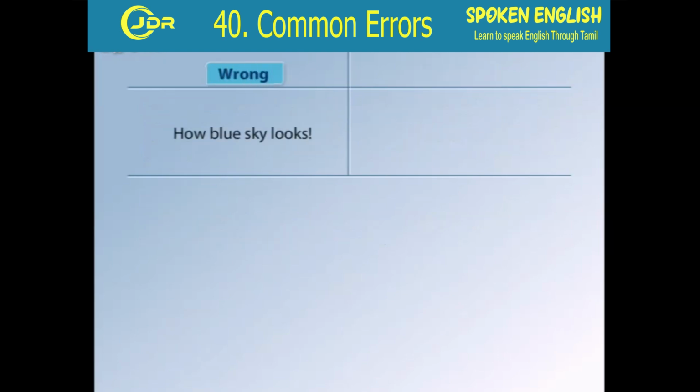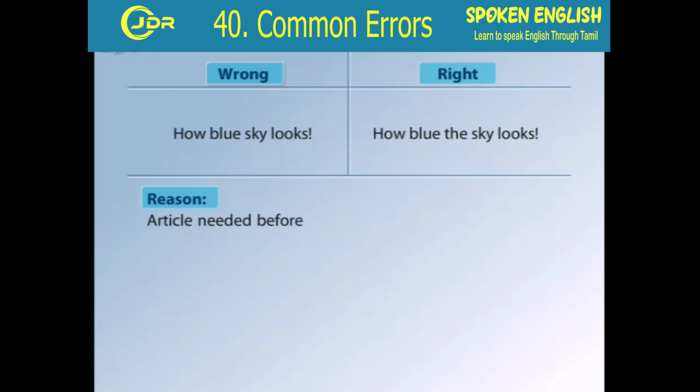Wrong. How blue sky looks? Right. How blue the sky looks. Reason: an article is needed before names of unique subjects like sun, moon, sky, etc.